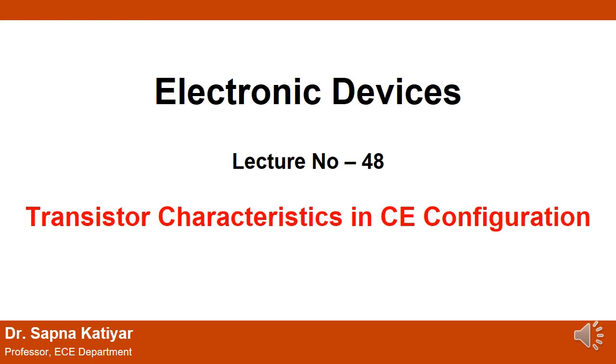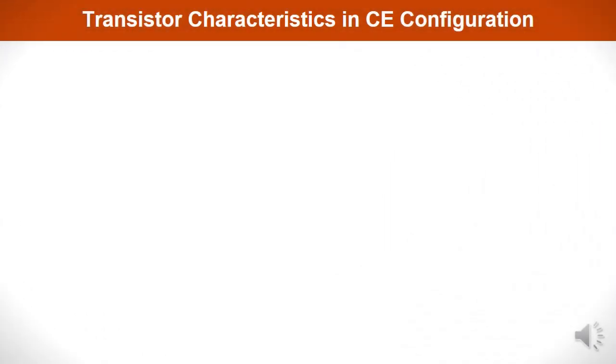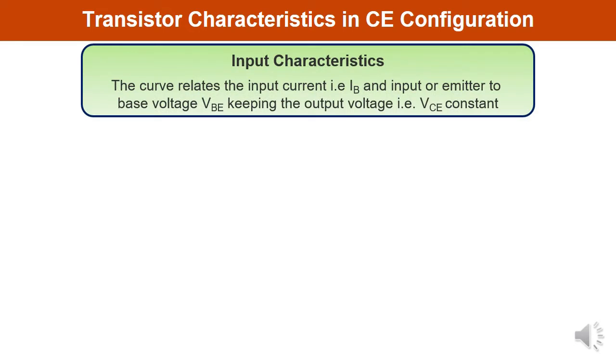There are two types of characteristics. One is the input characteristic and the second is the output characteristic. Let us begin. The input characteristic is plotted between the input current, which is IB in case of common emitter configuration, and the voltage VBE for different values of VCE. It means you have to plot the curve between IB and VBE.